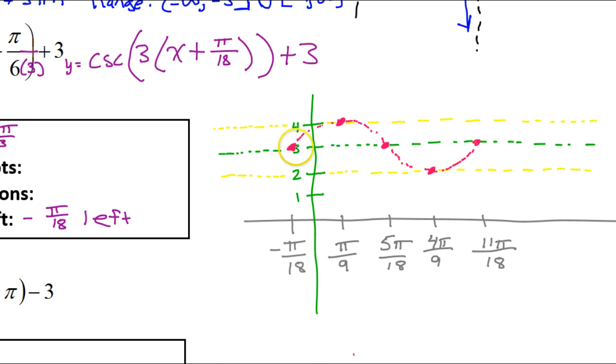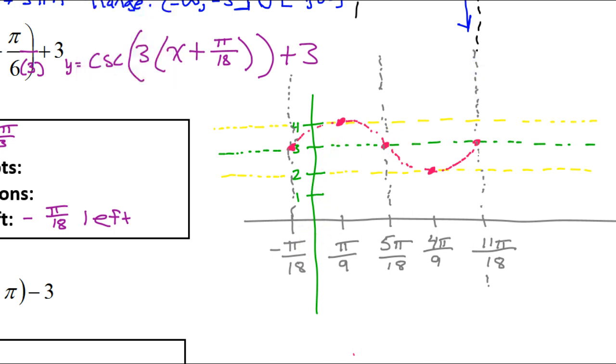Okay. Now, everywhere the sine function touches the midline, that's where the asymptotes are going to be, vertical asymptotes. So I should have a vertical asymptote here where the sine function touches the midline. So there will be a vertical asymptote right here. There will be a vertical asymptote right in the middle at 5 pi over 18. And there's a vertical asymptote at the end. Okay?